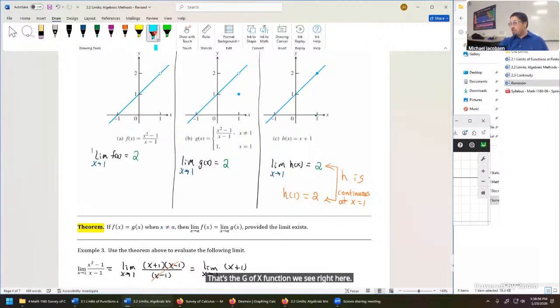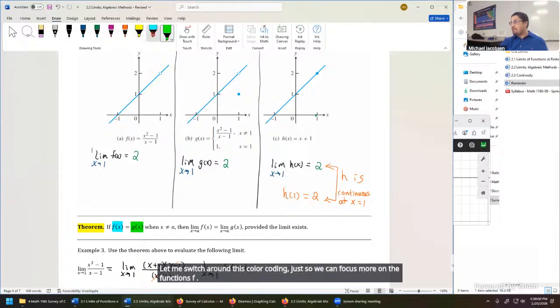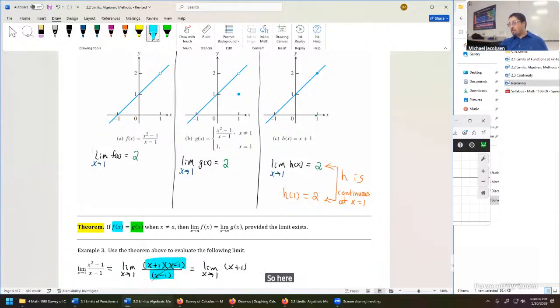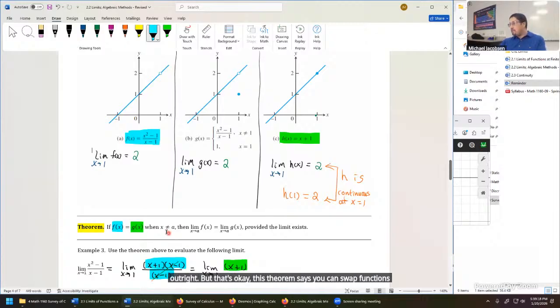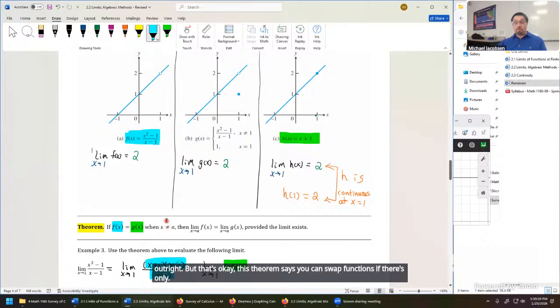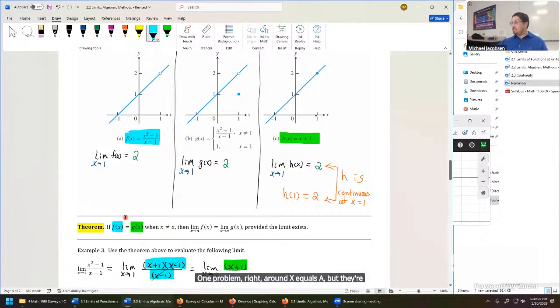Let me switch around this color coding so we can focus more on the functions f of x and g of x. Here's the whole actual function f of x, but we changed it to an x plus 1 function, a whole brand new function outright. But that's okay. This theorem says you can swap functions if there's only one problem right around x equals a, but they're equal everywhere else. We see that on the graphs above. The limits will be the same.